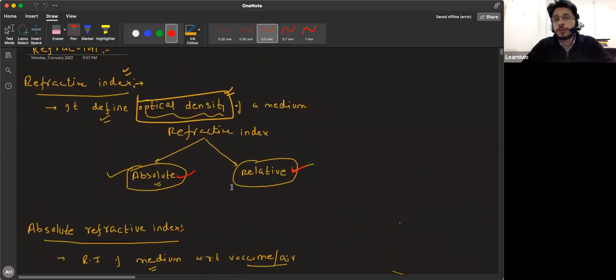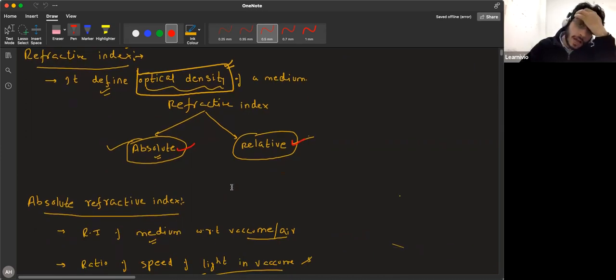But if I ask you to calculate the refractive index of, let's say, glass with respect to water, or water with respect to some other gas, then that is relative. So with respect to vacuum is absolute, with respect to another medium is relative.